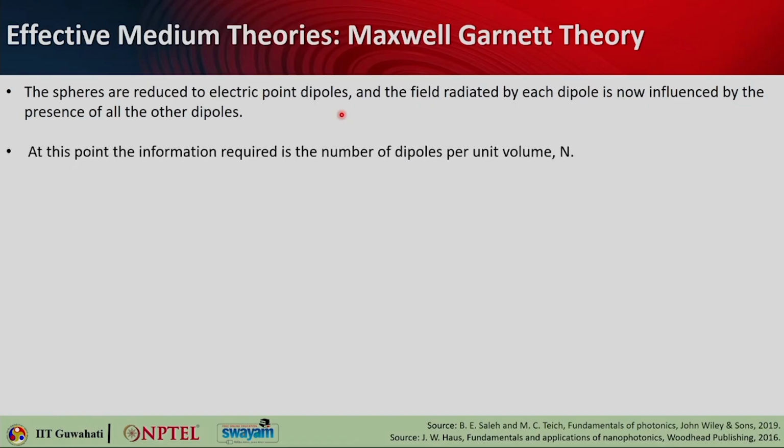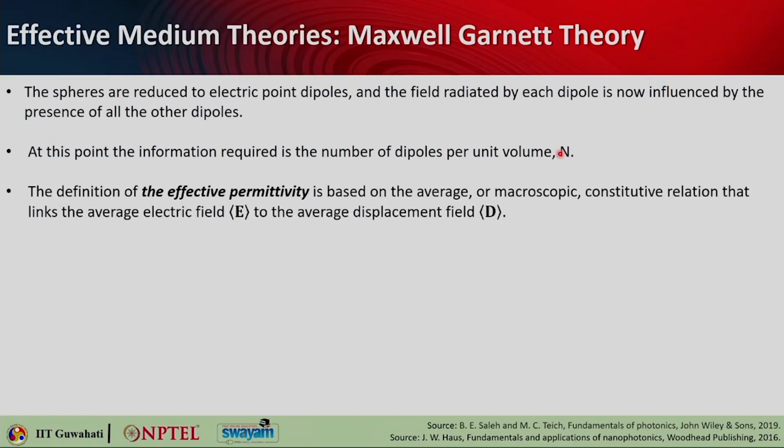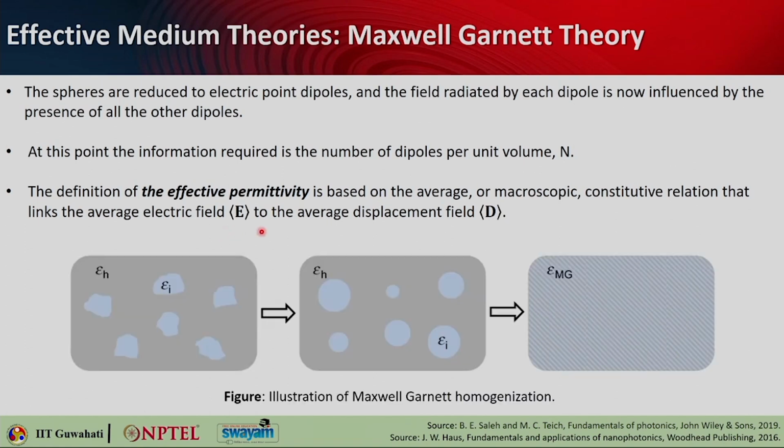In such a case you need information about how many such dipoles there are in unit volume. So, let us assume that there are N such dipoles in that unit volume. Now, you can define the effective permittivity based on the average or macroscopic constitutive relationship that links the average displacement field to the average electric field. Normally, D equals epsilon E. That is where the epsilon comes into the picture. In this case, D is the average displacement field and E is the average electric field, so epsilon will be the effective permittivity of that medium.